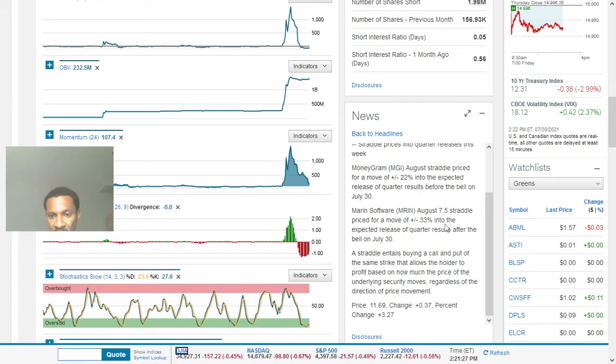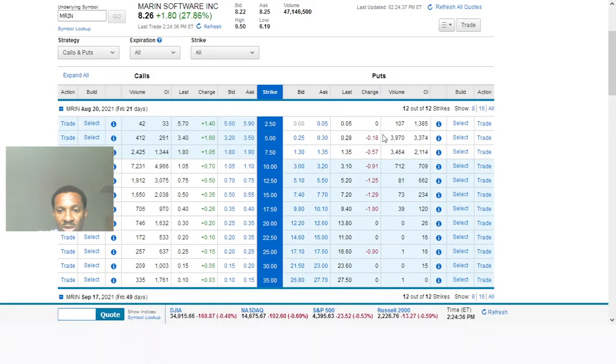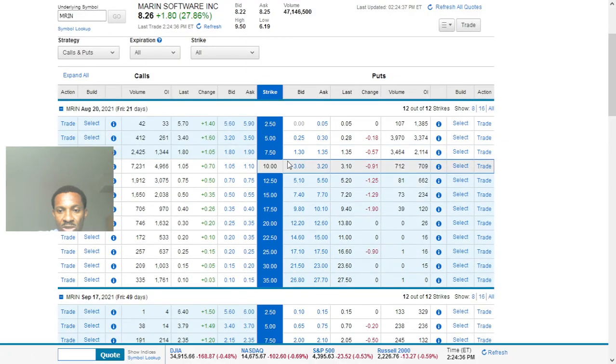So, okay, let's digest what this is saying. August 7.5 straddle priced for a move of plus or minus 33% into the expected release of quarter results after the bell on July 30th. So today it's expected to release results at the close of this session. So let's look at that August 7.5 straddle. That's the 7.5. So what do we have here?